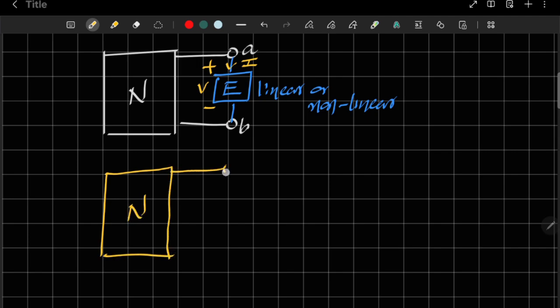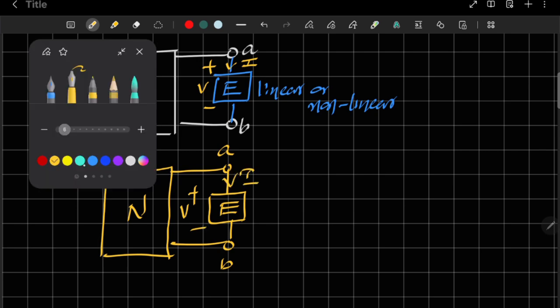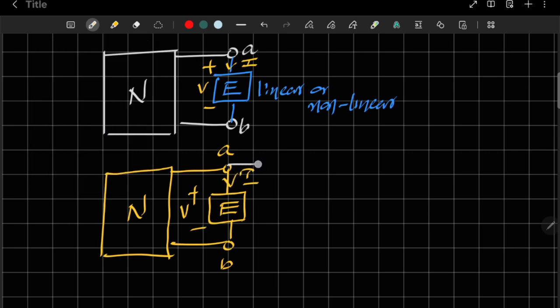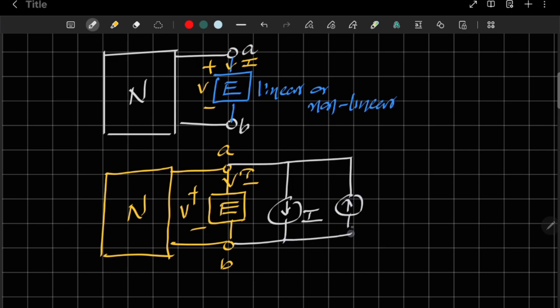I have taken the original circuit like this. There is element E, V is across it, and I is passing. Now, the change I am making is to connect one current source I. If you connect it like this, it becomes another circuit. But I need the original circuit only. For that, I need to cancel this current source I, so I will take the same current I in the opposite direction. Like this I will take.